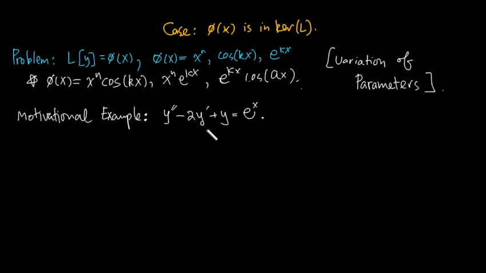The example I had in mind is this one. The left-hand side is a second order equation with constant coefficients. The right-hand side is the known function e to the x. That's our phi. And in this case, our operator L is d squared minus 2d plus 1, and this factors as d minus 1 squared, or d minus 1 and d minus 1. That'll be a good form to play with.